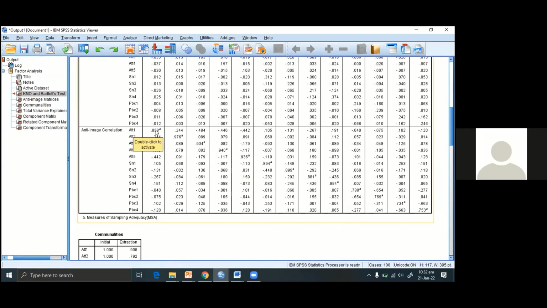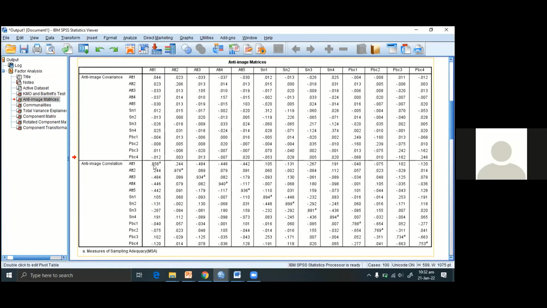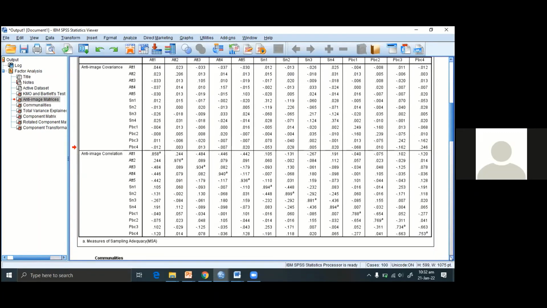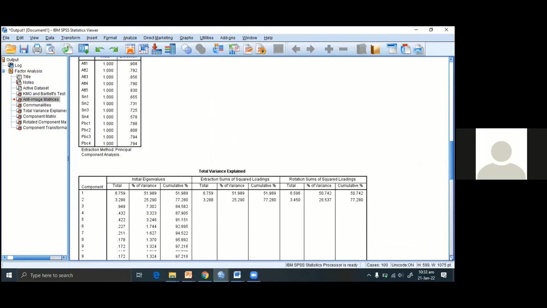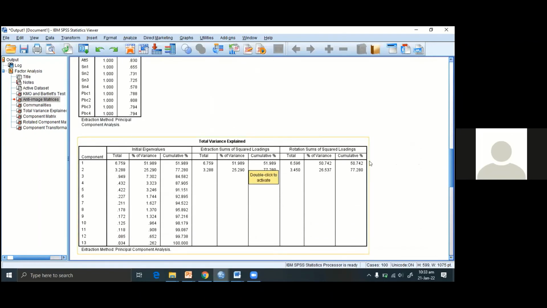So here, for example, 0.85, this is greater than 0.5. Attitude 2 is also greater than 0.5. Attitude 3, yeah, is greater than 0.5. Attitude 4. So we need to then exclude the one which is less than 0.5. It means it is not part of these interrelationships. And then this is total variance here, for example, and these 2 factors are possible, an example based on this.